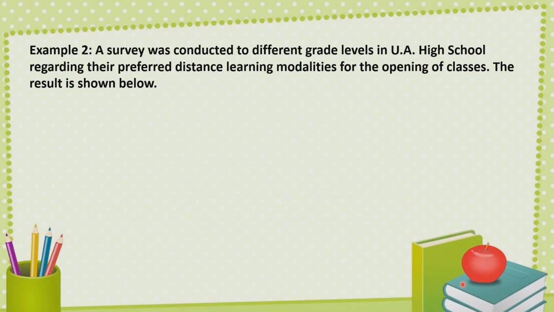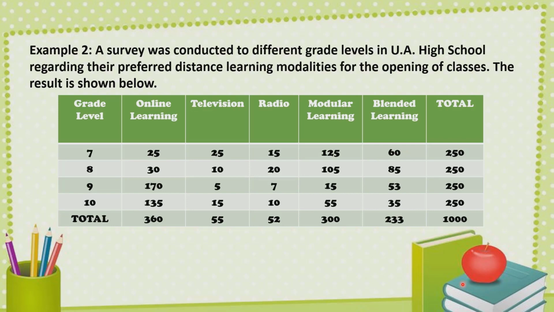Example number 2. A survey was conducted among different grade levels in UA High School regarding their preferred distance learning modalities for the opening of classes. The result is shown below. We have grade 7, grade 8, grade 9, grade 10. And the last column is for the total. We have online learning, television, radio, modular learning, blended learning.